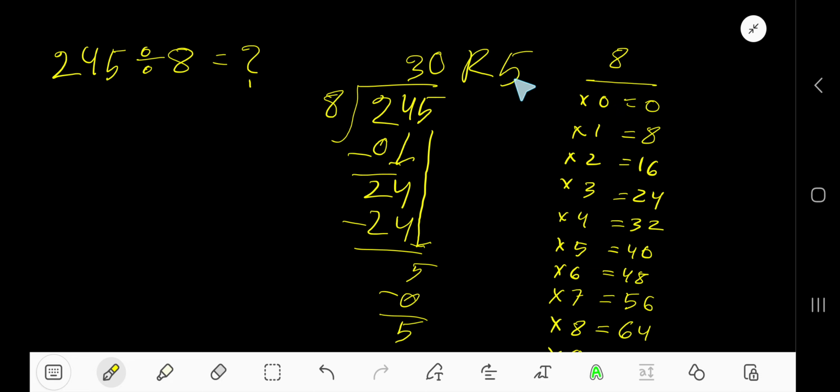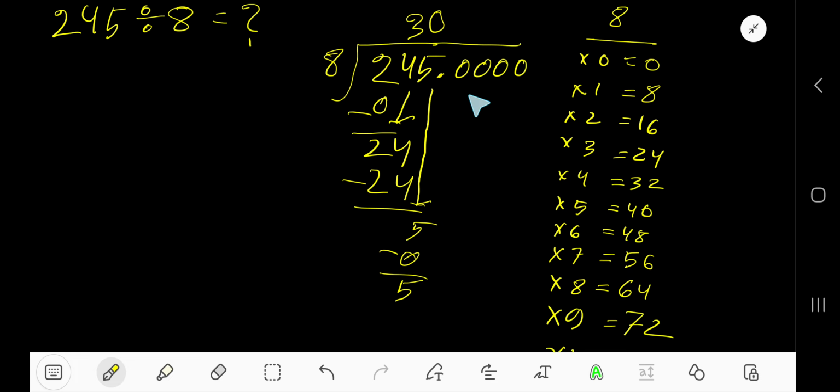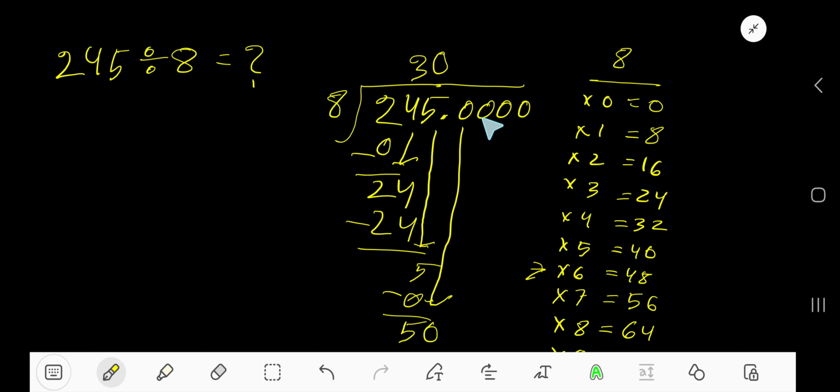But if you want to write your answer in decimal form, then what will happen? Look, you need to convert this whole number into a decimal number, taking a number of zeros after the decimal. So bring down the first 0. So 50. 8 goes into 50 how many times? 7 times is 56, which is greater. So 6 times.